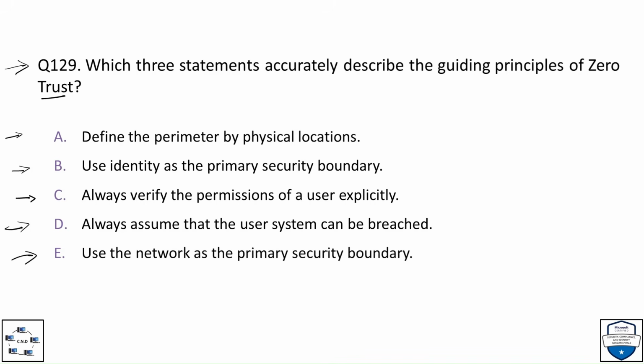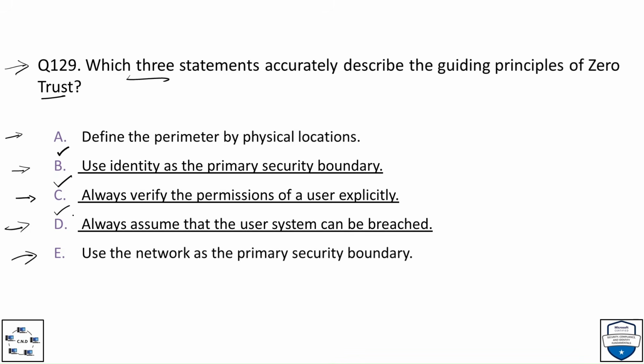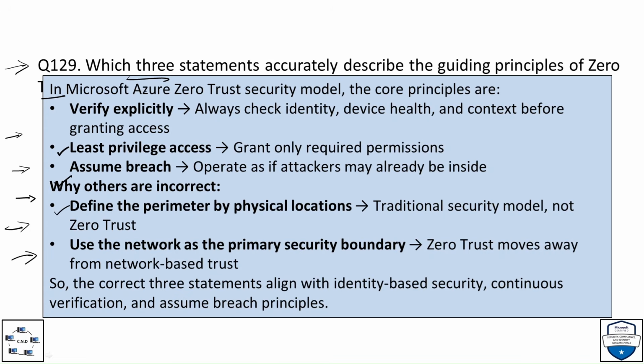And the correct options are, so we have to choose three statements. Number 1 is option B, use identity as the primary security boundary. Number 2 is option C, always verify the permissions of a user explicitly. And number 3 is option D, always assume that a user system can be breached. So in the Microsoft Azure Zero Trust security model, the core principles are, as we already went through, verify explicitly, least privilege access, and assume breach.